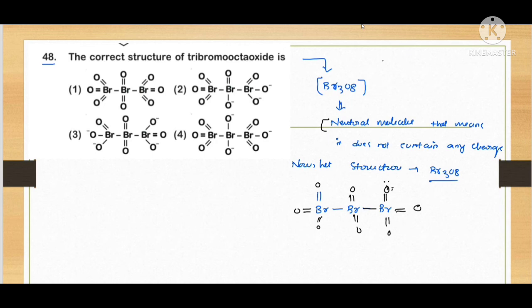Br3O8, that means tribromo octaoxide, is a neutral molecule. It does not contain any charge. By this statement, you can easily eliminate option 2, option 3, and option 4. The only option left is option 1. So our correct answer is option 1.